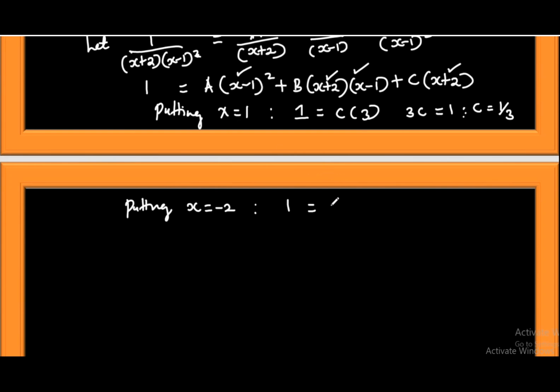That means we remain with a into brackets, I say in the place of x, I'm substituting -2. So -2 minus 1, that will be -3, but squared. -3 squared is definitely 9. That means we shall have 9a equaling to 1. And that means the value of a becomes 1/9.